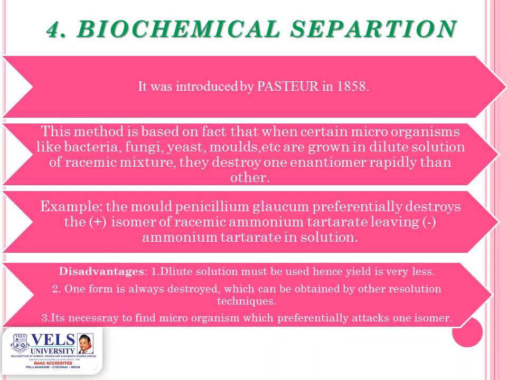But this has severe disadvantages. Dilute solutions must be used, hence the yield which we obtain is very low. And one form is always destroyed, meaning the yield is reduced by 50% compared to what can be obtained by other resolution techniques. It is also necessary to find microorganisms which preferentially attack only one isomer, leaving the other behind. So based upon this, we will get only one isomer with 50% yield.